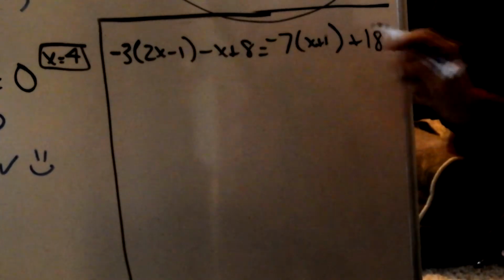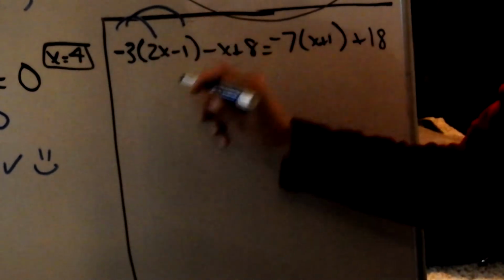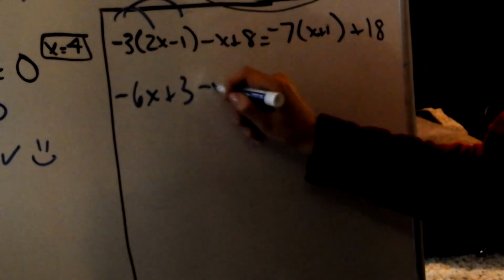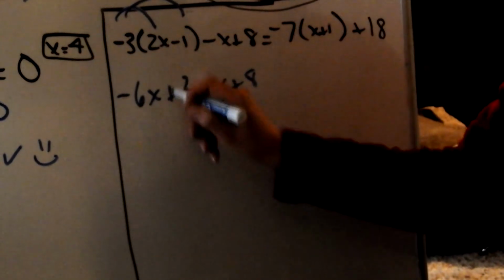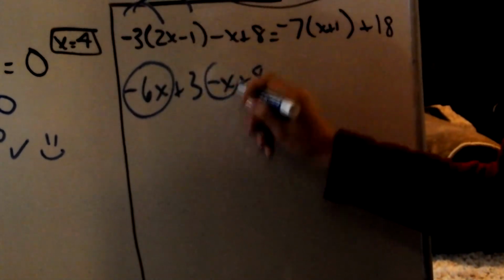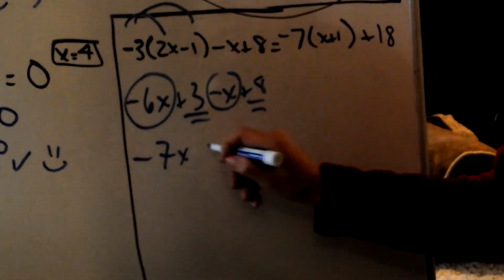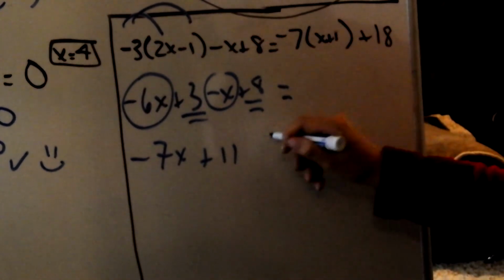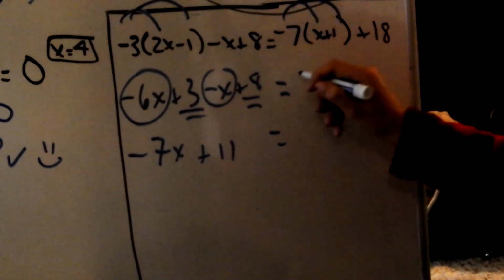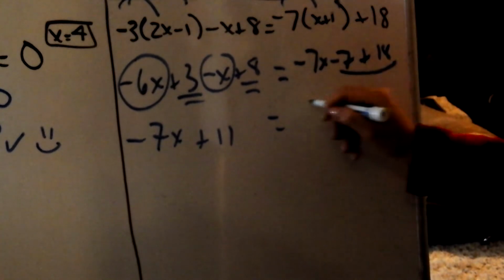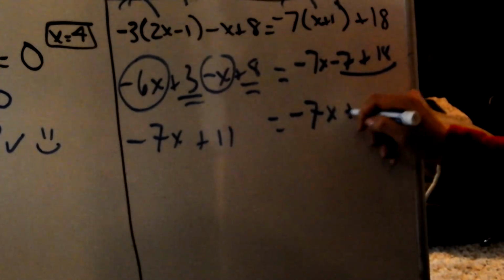All right, so on this one, we needed to simplify. So we're going to do the distributive property, which is negative 6x plus 3 minus x plus 8. And so cats and dogs go together. So collect your like terms. So x's and x's go together. Constants go together. And then on this side, I'm going to do the same thing. So distributive property and collect like terms. And I get this.